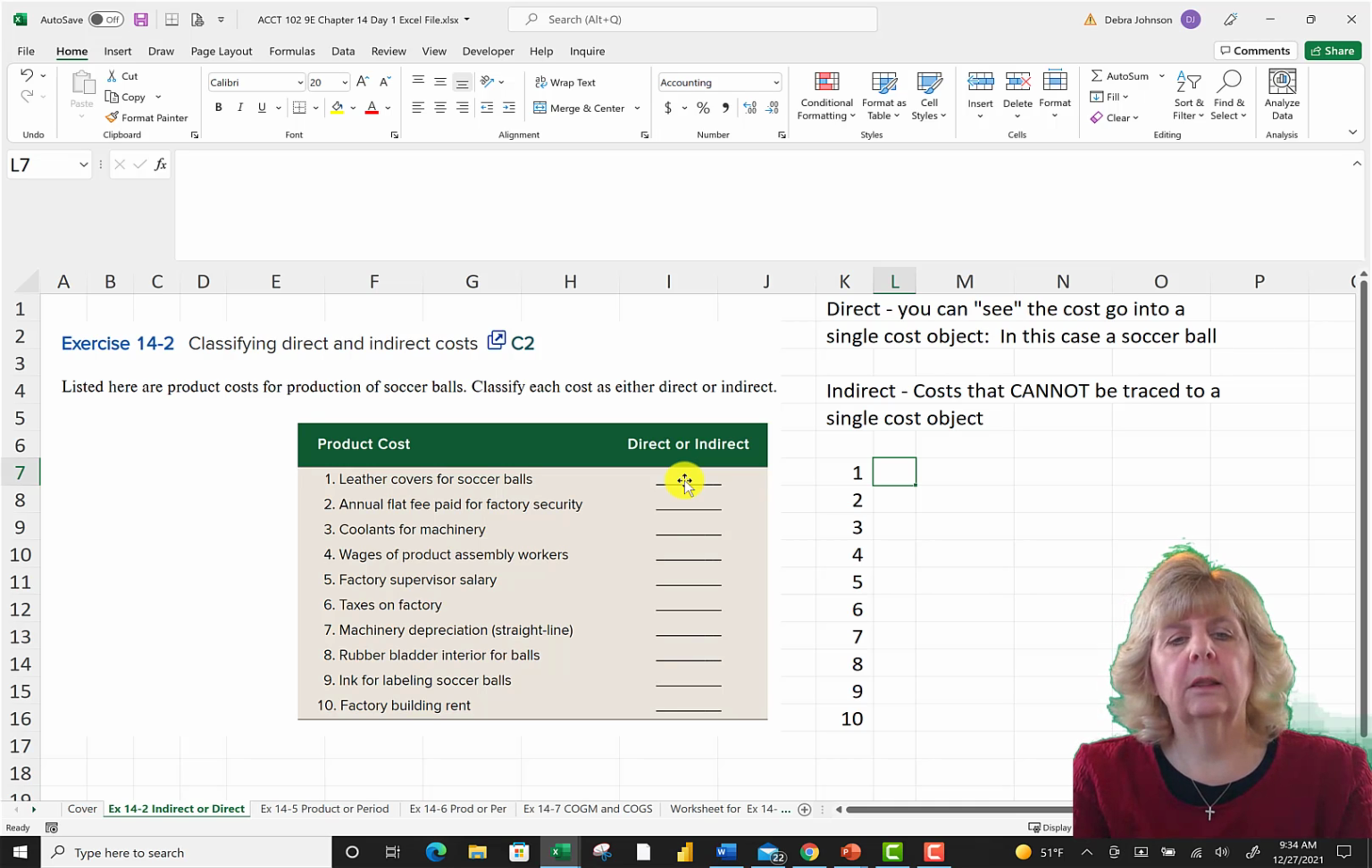Number 1, leather covers for the soccer ball. That is a direct cost. You can directly see the leather become part of that soccer ball.